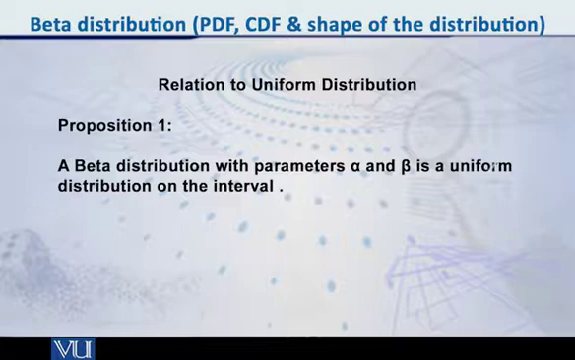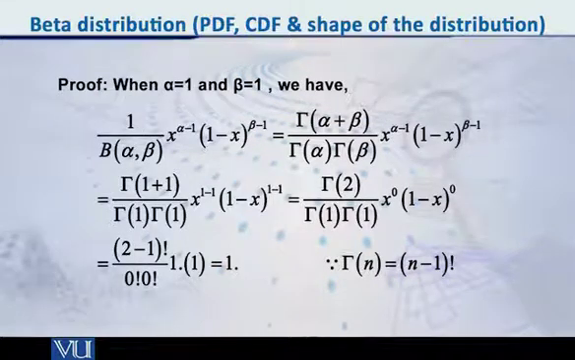And when does this happen? Only when both alpha and beta are equal to 1. As you can now see on the screen, in the PDF, if we put alpha equal to 1 and beta equal to 1, what do we get? We get f of x is equal to 1 over beta 1, 1, then x raised to 1 minus 1, and with that 1 minus x raised to 1 minus 1. So what will this be equal to?